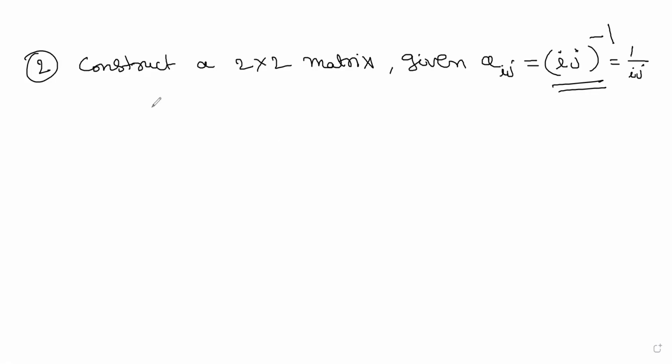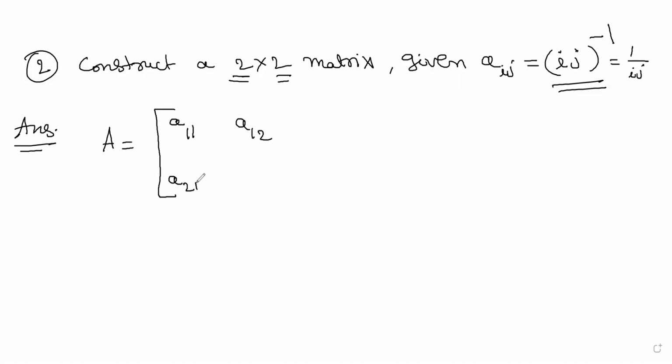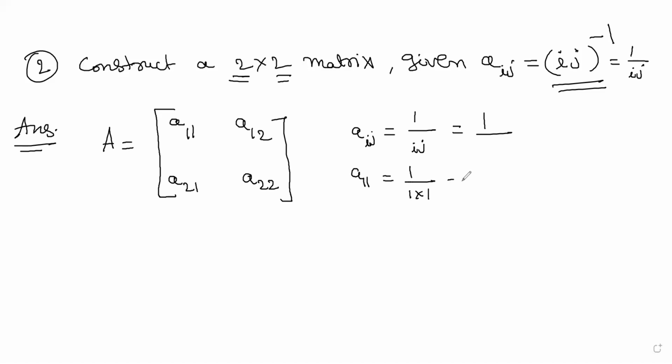Now can you do this? So how does the 2 by 2 matrix look like? So A is 2 by 2 I had to construct. That means 2 rows and 2 columns we should have. So A11, A12, A21, A22. This is what we have. Now can you do this? Let's write the formula. Aij is (ij) whole power minus 1. That is 1 by ij. Right? A11 we have to do. A11, 1 by 1 into 1. That is 1. Right?